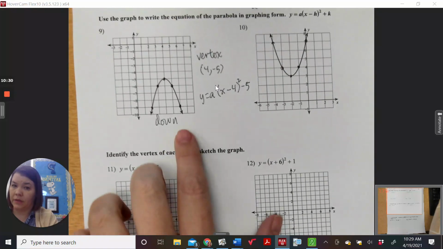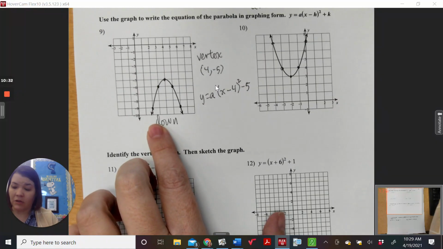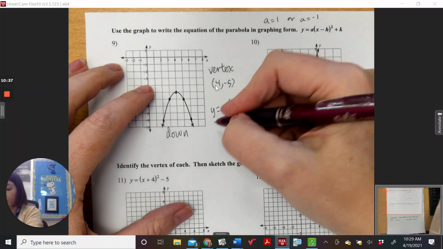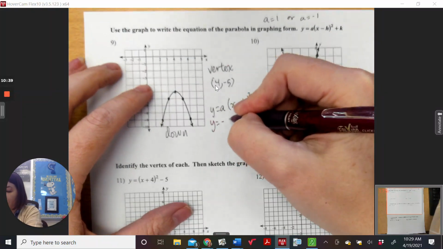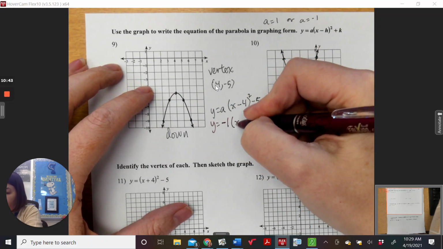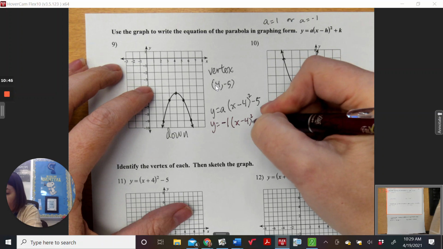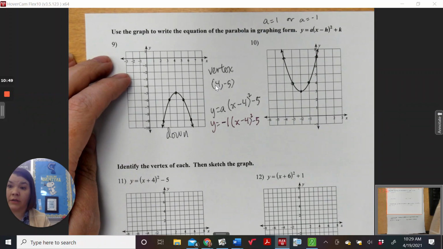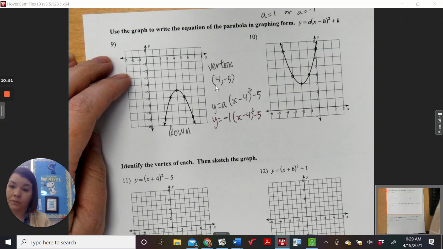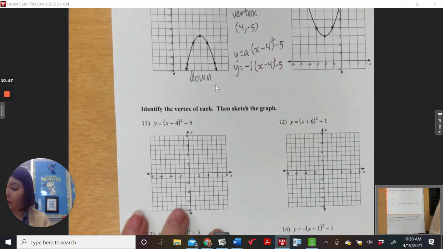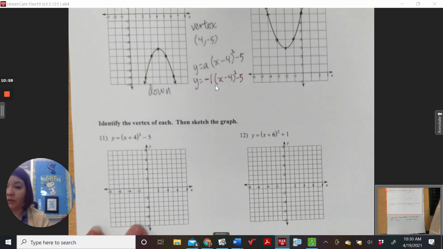So since it's opening down, a must be negative, and since I have my basic 5-dot pattern, a must be negative 1. So my equation is y equals negative, you can put the 1 there or not, I'll put it here, x minus 4 quantity squared minus 5. Go ahead and see if you can figure out the answer to number 10. I'm not going to include it here. Good luck. All right, let's take a look at some more problems.